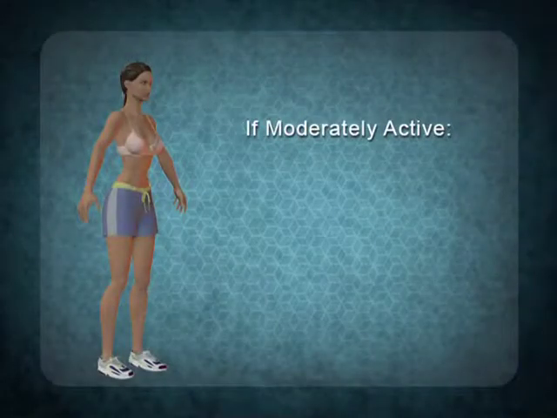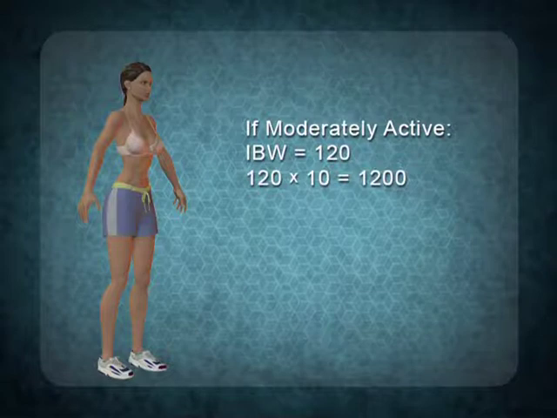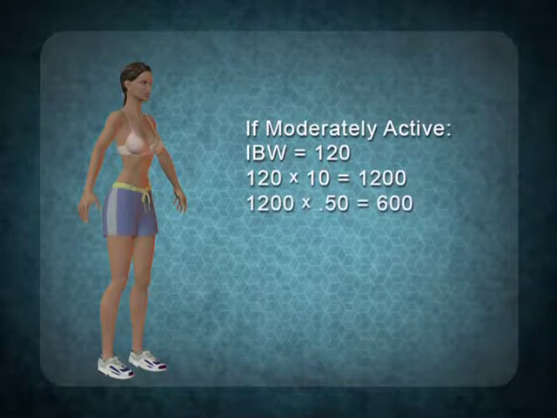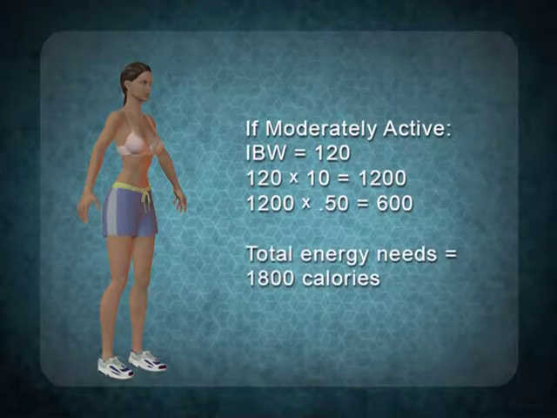So unfortunately, in our lifestyle today, a pretty high percentage of us are actually sedentary. So again, let's use that example of a woman who's 5'4" and moderately active. Her ideal body weight would be 120. 120 times 10 is 1,200. If she's moderately active, she can add up to 50% of those BMR calories, which is 600, and her total energy needs would be 1,800 calories.